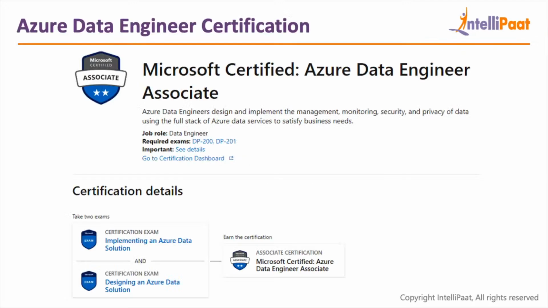Alright, guys, now let's understand the things that you need to know about this certification. So, guys, currently, that is in January 2021, if you are applying for Azure Data Engineer Associate, there are two exams that you have to give. One is implementing an Azure data solution, and the next exam is design an Azure data solution. Clearing both these exams will give you the Azure Data Engineer Associate certification, and these two exams have the codes DP200 and DP201, right?